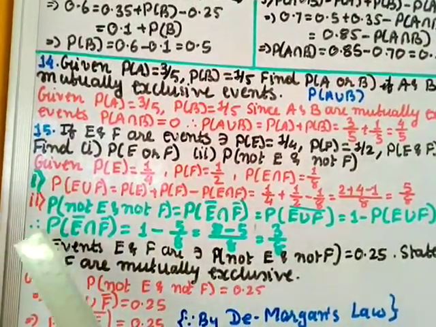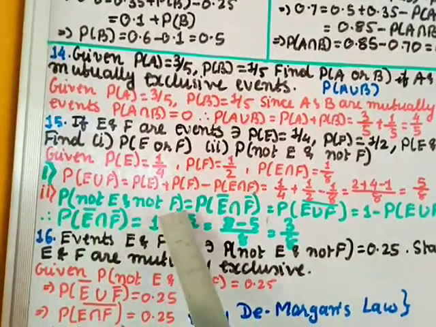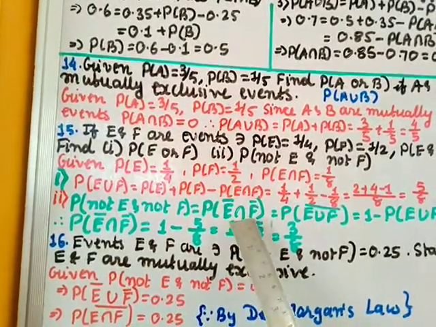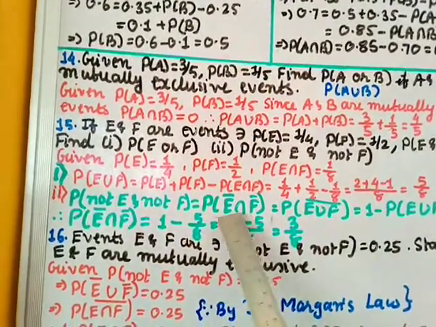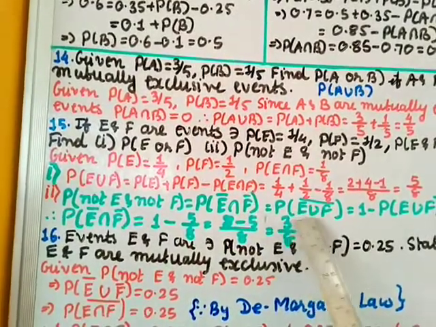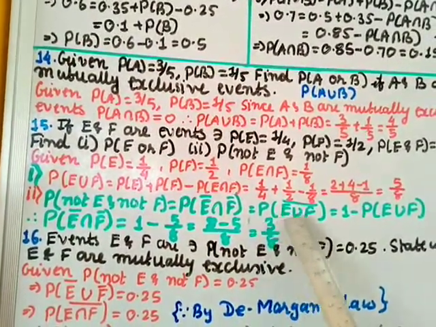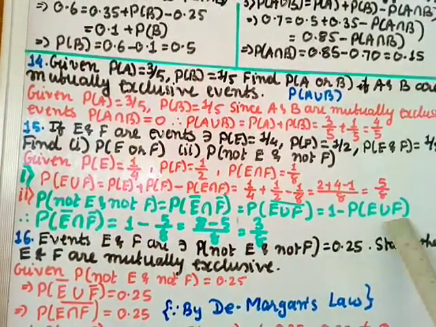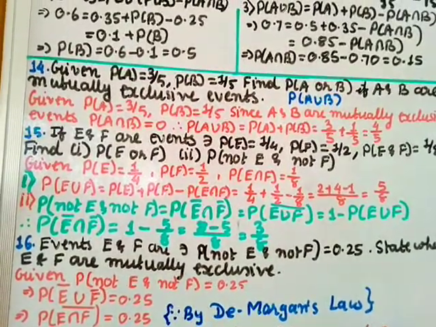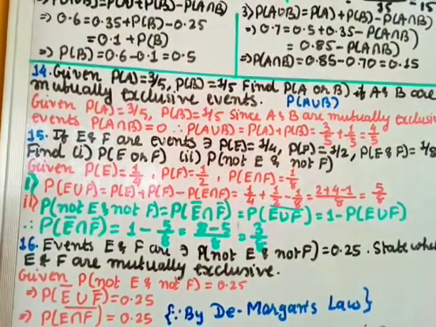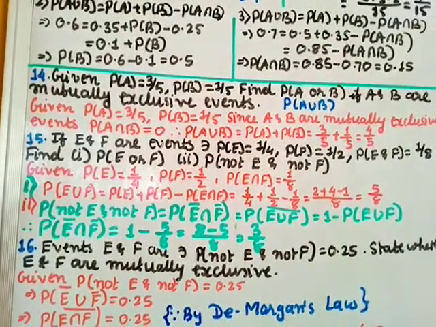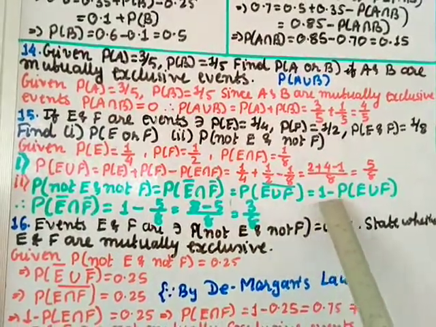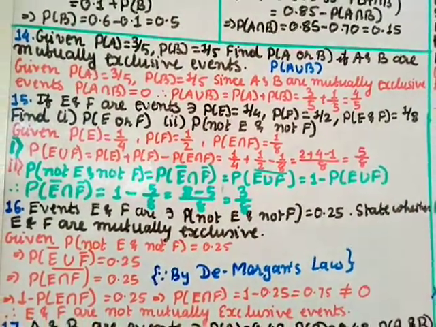And part B is P of not E and not F. Mathematically we write this as the probability of not E intersection not F. This can be written as P of not of E union F, and that means it can be written as 1 minus P of E union F. The formula, you remember, is P of not A equal to 1 minus P of A. So here not of E union F will be 1 minus P of E union F. This is the formula.